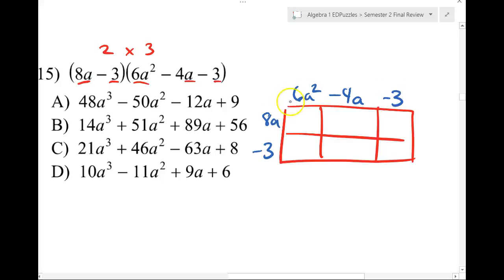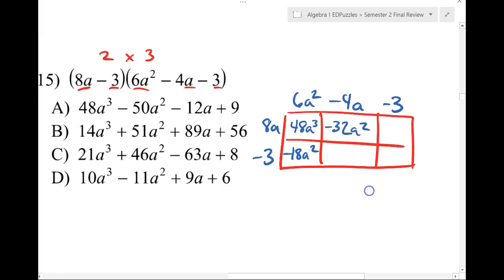Okay? And again, multiply. 8 times 6 is 48. A times a squared is a cubed. 6 times negative 3, negative 18, times a squared. And then 8 times negative 4 is negative 32. Then a times a is a squared. Then, negative 4 times negative 3 is positive 12 times a. And then a times 8 times negative 3 is negative 24 times a. And then negative 3 times negative 3 is 9.